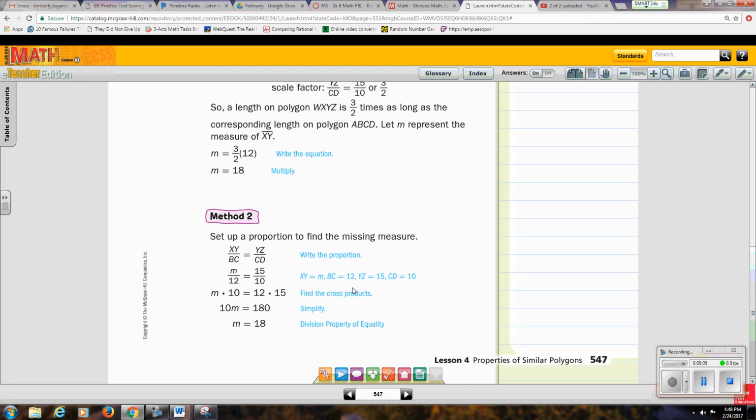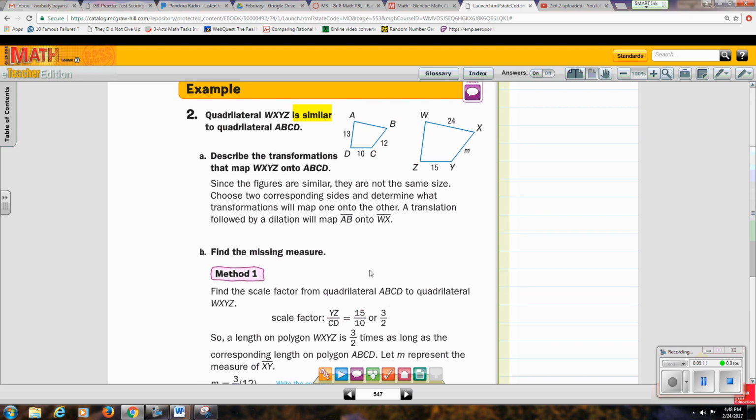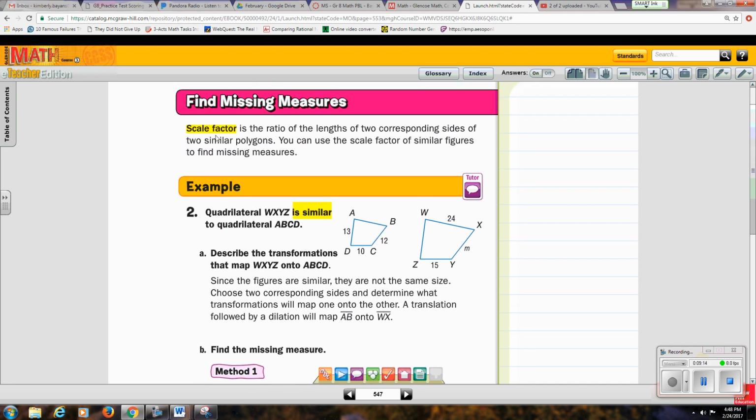Let's go ahead and move to page 547. And we're going to actually learn how to find scale factor using the scale factor, which right here, I've been telling you this. The scale factor is the ratio of the lengths of two corresponding sides of similar polygons. So if you prove that they're similar and their ratios are equal or proportional, then you have your scale factor, and you can use that to find missing side lengths. So here's what they've done. It wants us to find the length of AB.